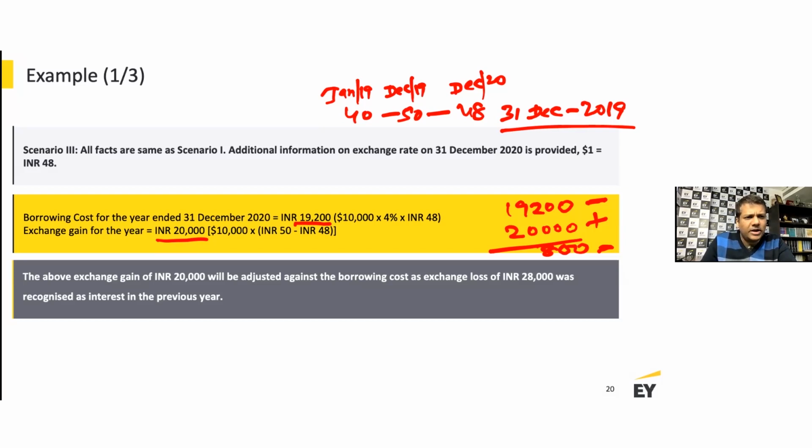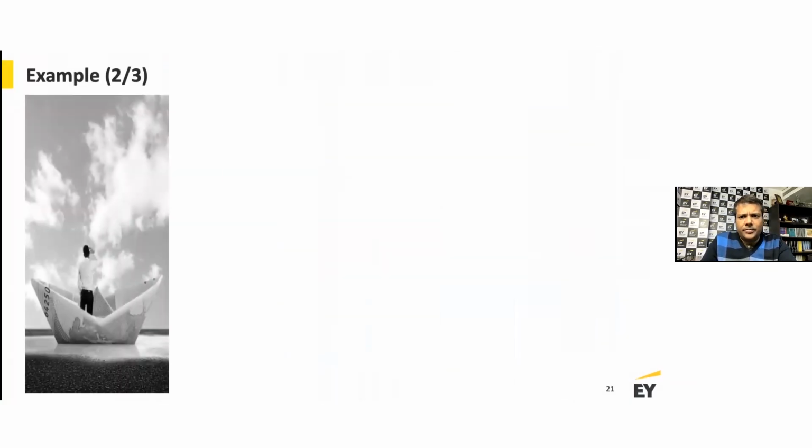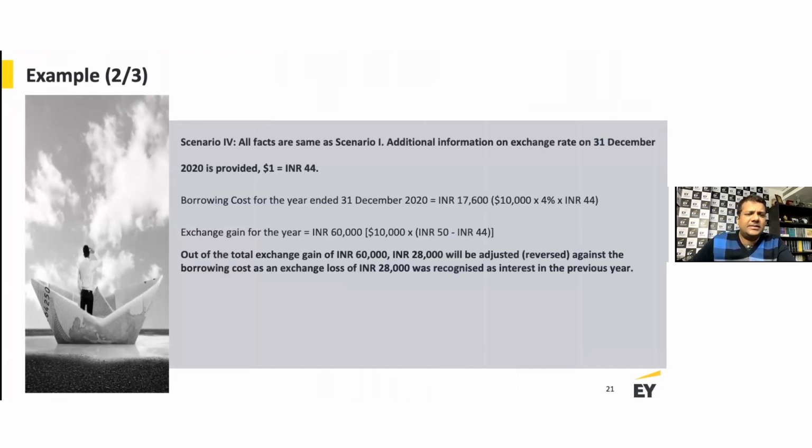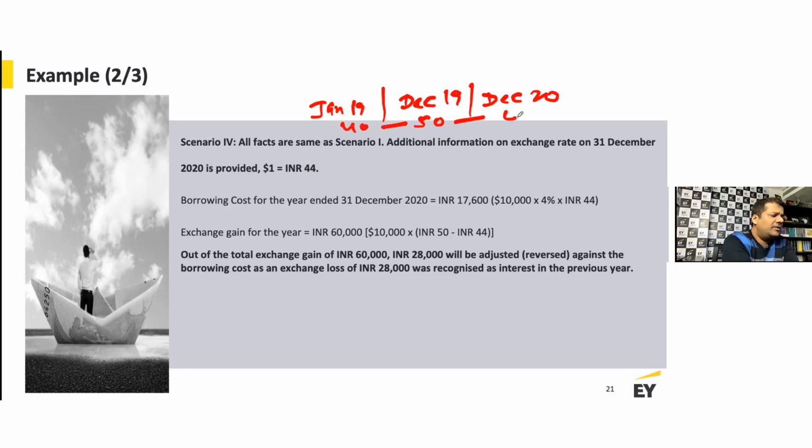Okay, so let's look at another scenario. All facts are the same as in scenario 1. Additional information on exchange rate, again on 31st December 2020. So we had January 19, and then we had December 19, and now here we are at December 20. So now the exchange rate is $1 equals INR 44. There is a steep, in a way, appreciation now. So it has moved from 40 to 50 to 44. Let's look at how we're going to deal with this.